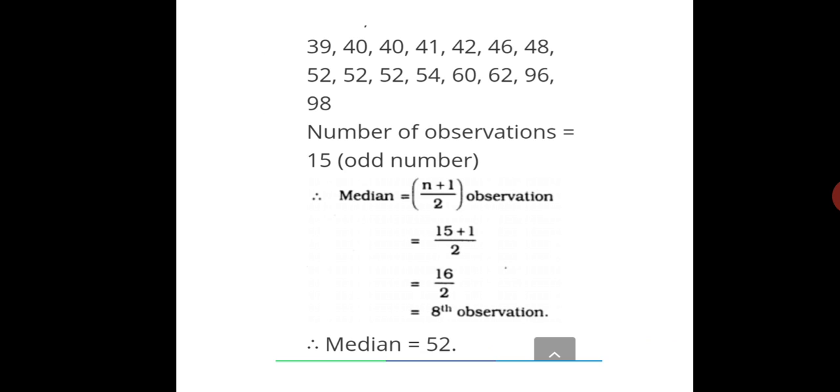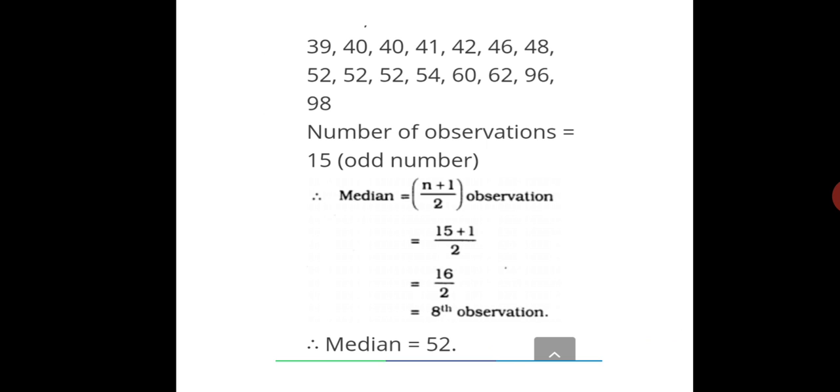Now the number of observations is 15, that is an odd number. Now to find out the middlemost term, what you have to do? (n plus 1) by 2, the observation. So n is the number of observations. So 15 plus 1, that is 16. 16 divided by 2, that is 8th. So whatever 8th term comes, that is the median term, that is the middlemost term of the given data. So here the 8th term is 52. So the median of the given data is 52.